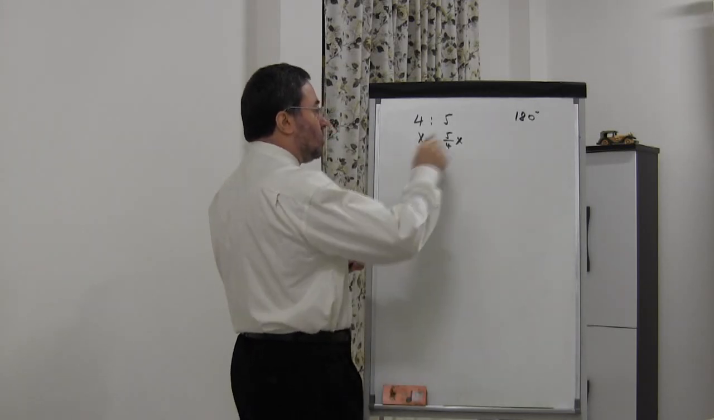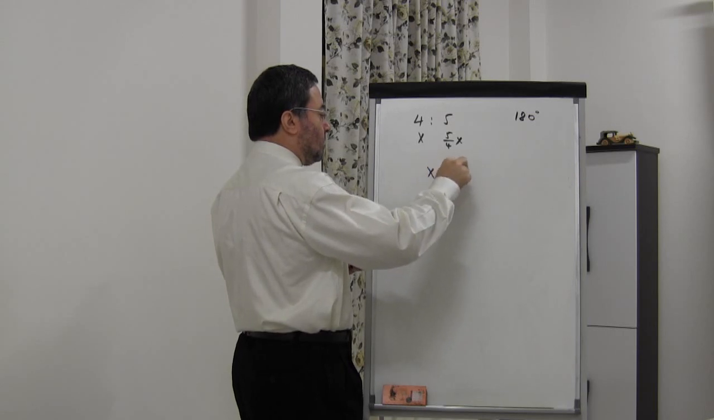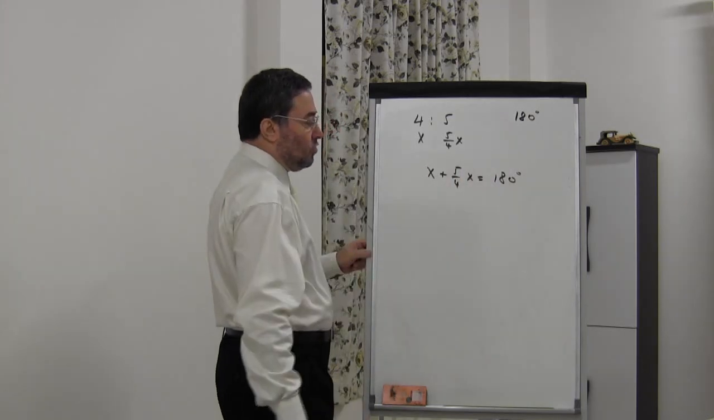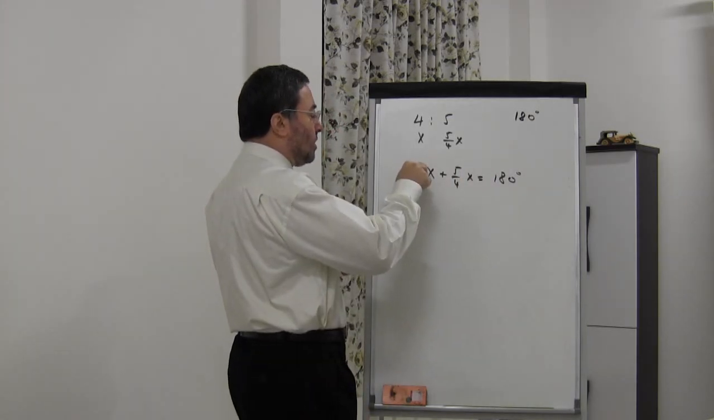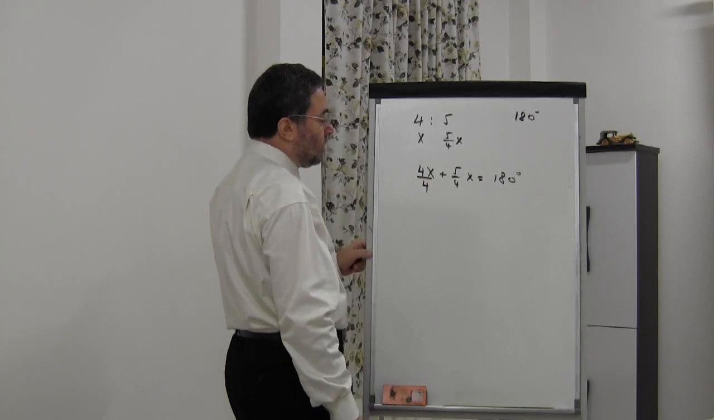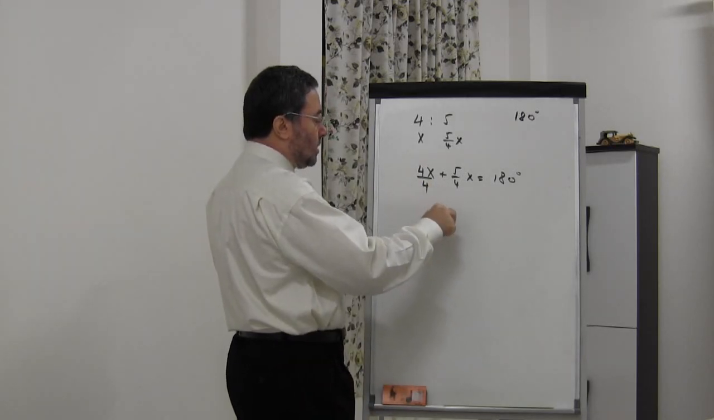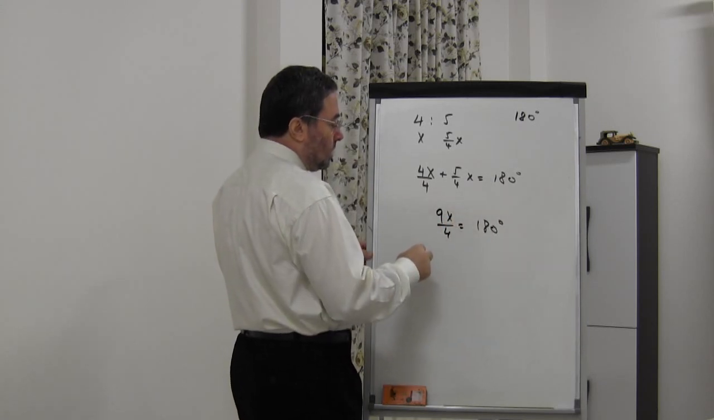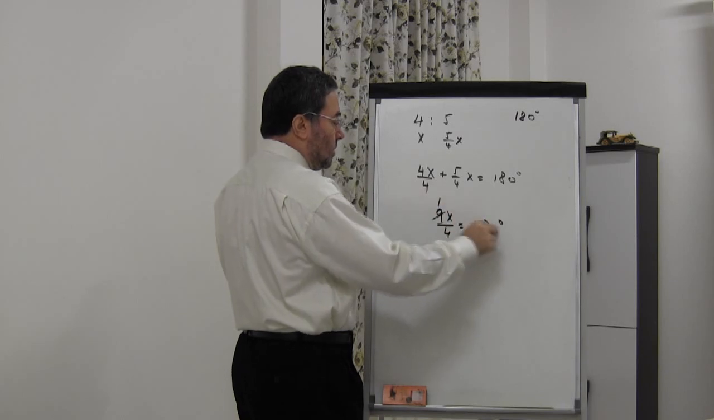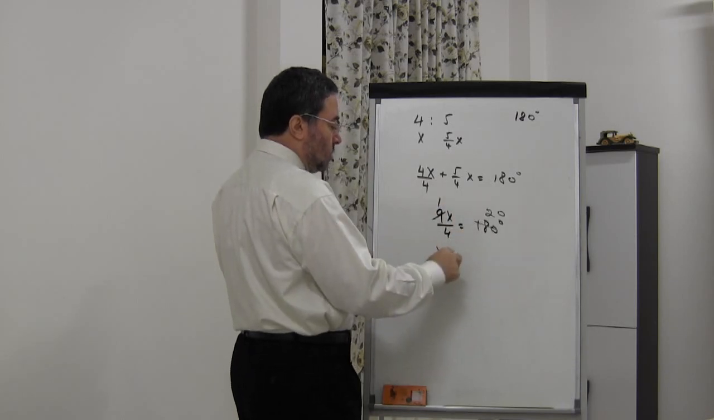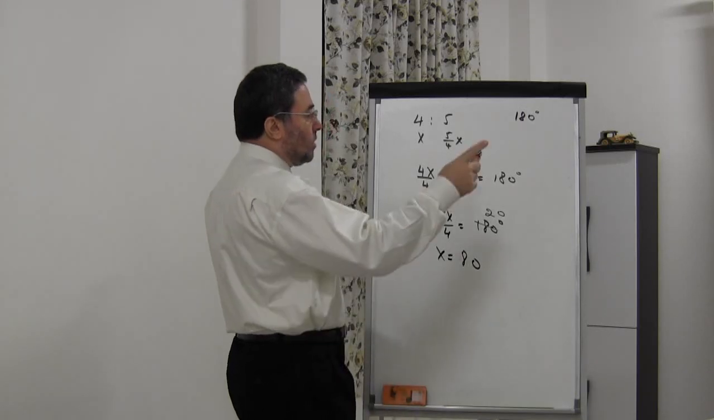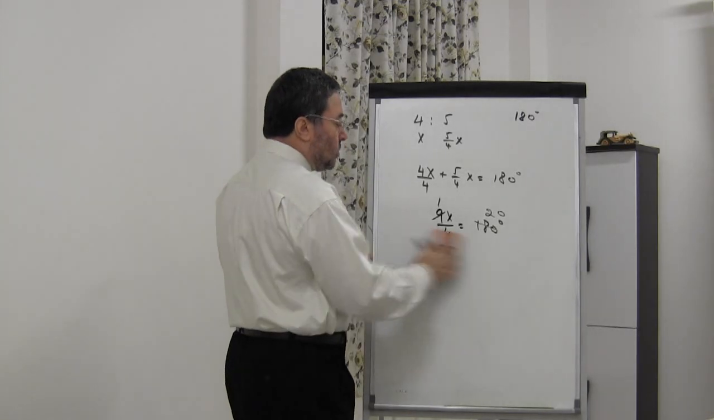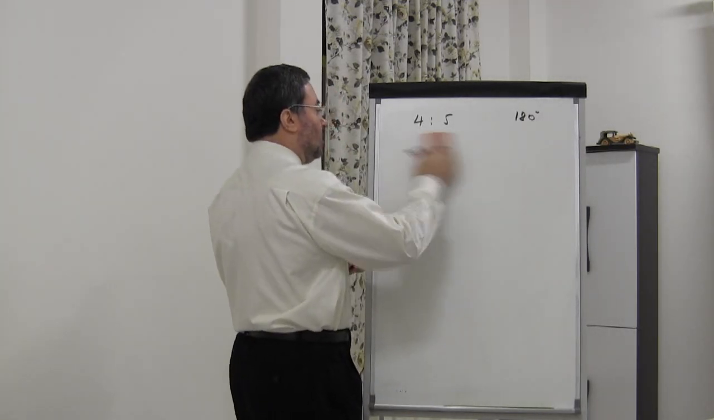Now I know the sum of these two angles equals 180 degrees. And I solve for x. If I multiply here 4 up and down, I'll get 4x over 4, and I add, that's 9x over 4 equals 180 degrees. And here we can cut 180, and x equals 80 degrees. And the other angle will be 100, since both are supplementary. So this is one way of doing these problems.